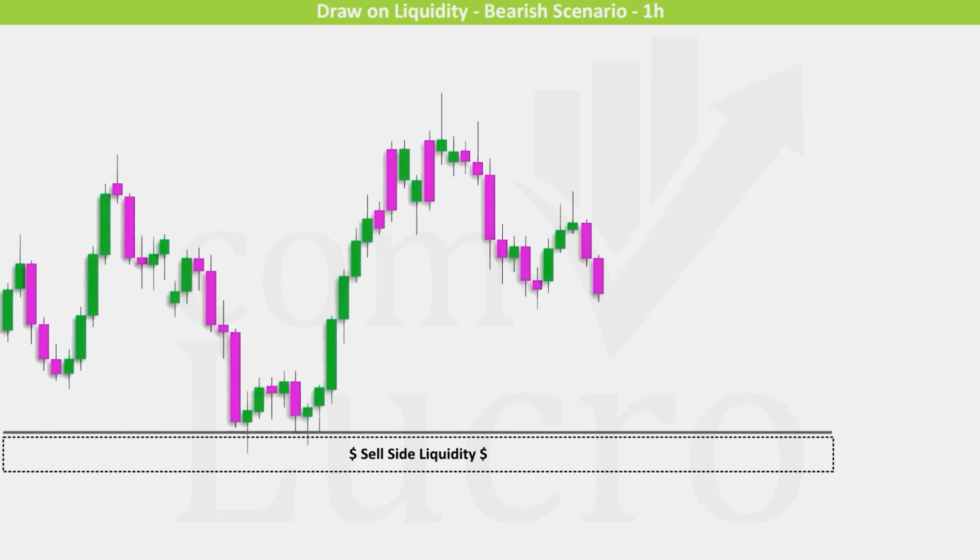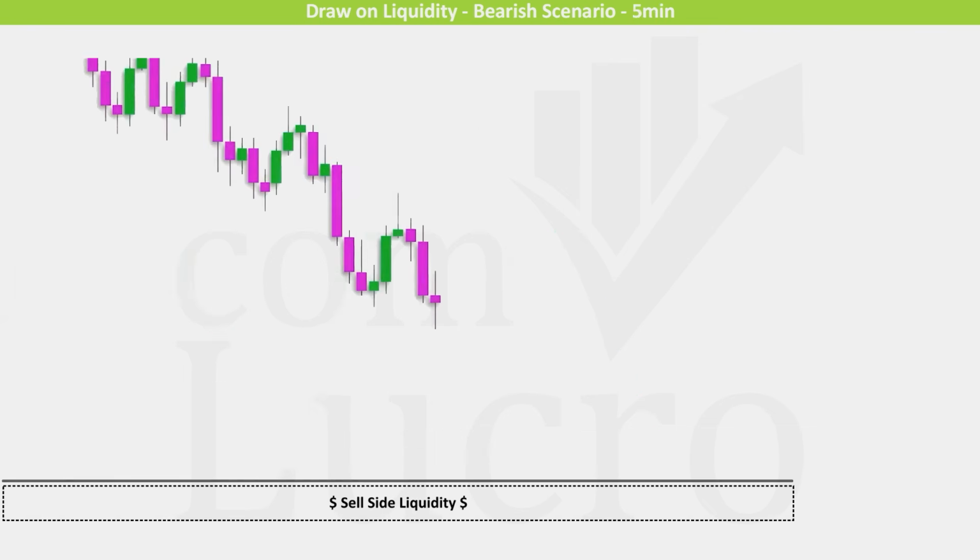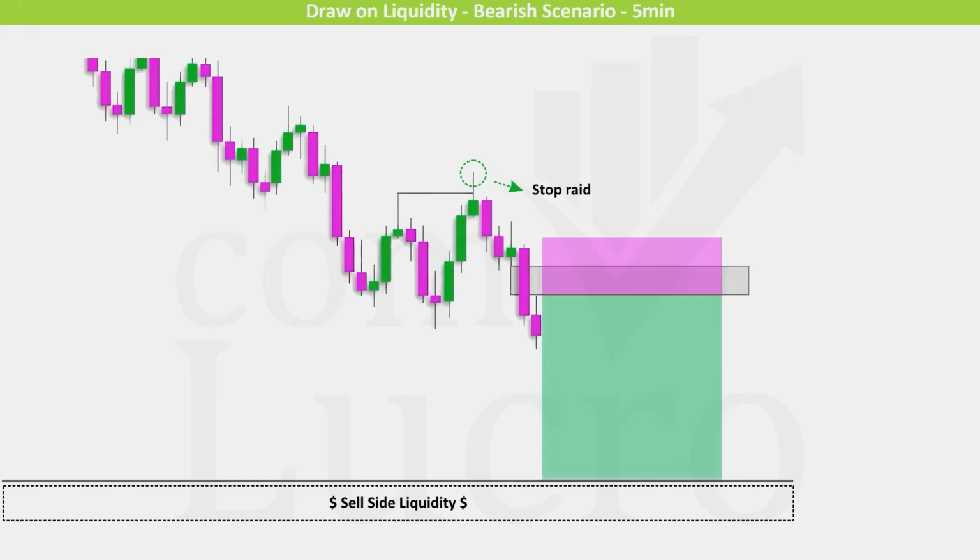In a bearish scenario, the logic remains consistent and simply flips direction. First, identify a key liquidity zone that price is moving toward. Then switch to the 5-minute chart and wait patiently for a stop raid above a recent swing high. After that, locate a fair value gap and place a sell limit at the beginning of the FVG, positioning your stop loss just above it for protection. Always give price enough room to move naturally within structure, and avoid placing your stop loss too tight, as that can result in premature stop-outs and unnecessary losses.